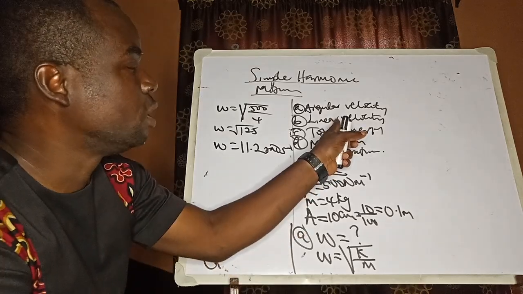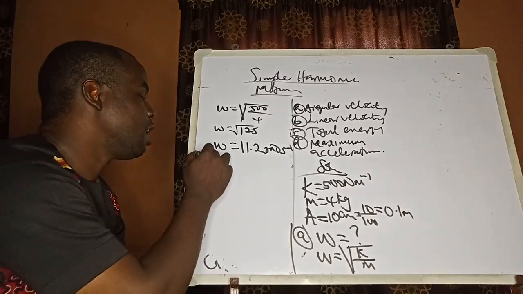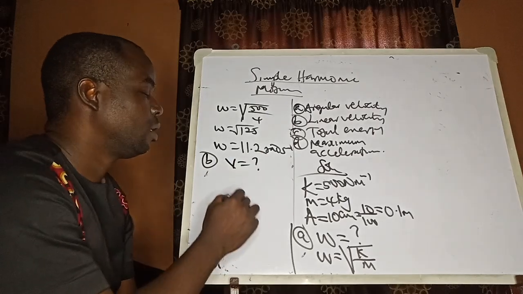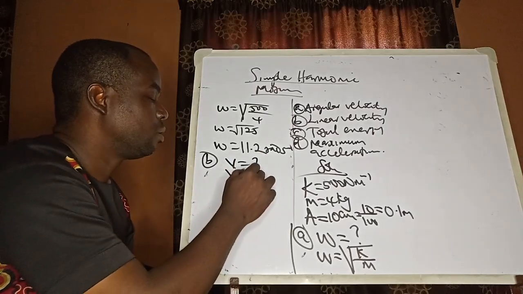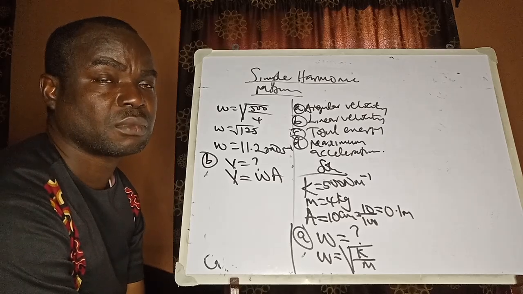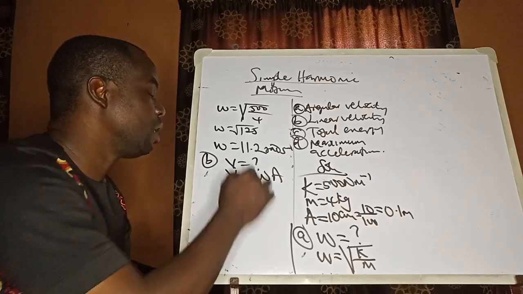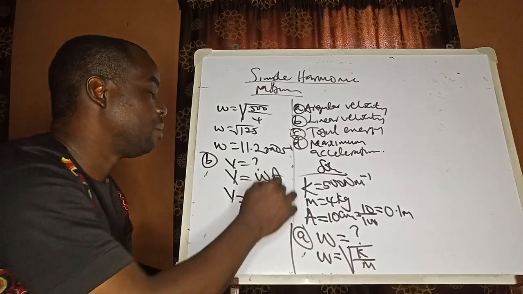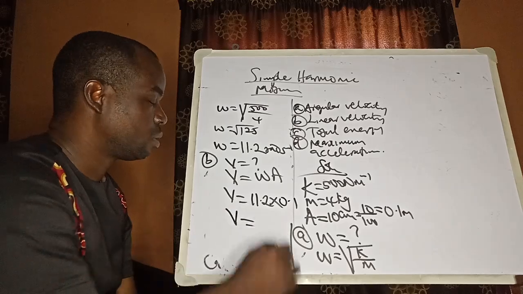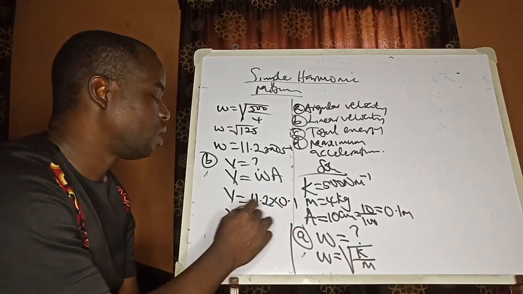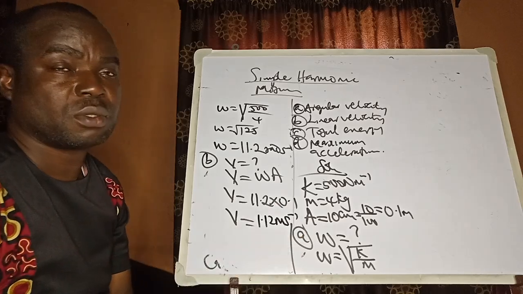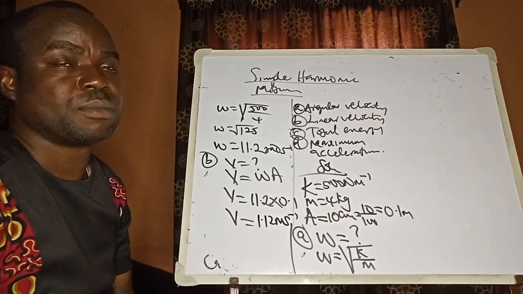Now let me solve the second one. Linear velocity. What's the symbol of linear velocity? Symbol is V. And you know I told you that you can use this formula, W A. So now V will be, our W is 11.2 times A. Our A is amplitude, 0.1. So 11.2 times 0.1 is 1.12 meters per second. Just apply the formula. It is very simple.